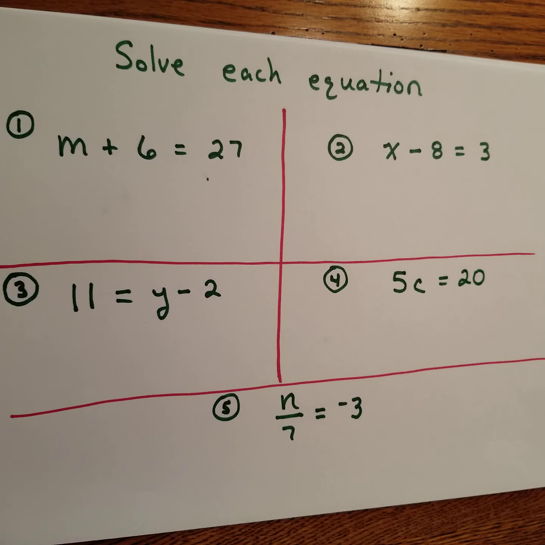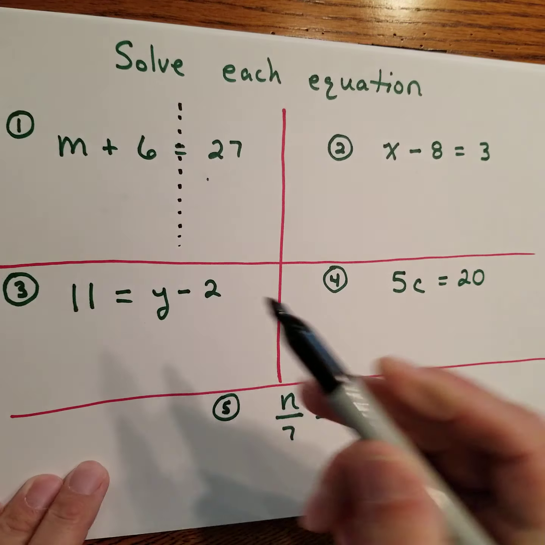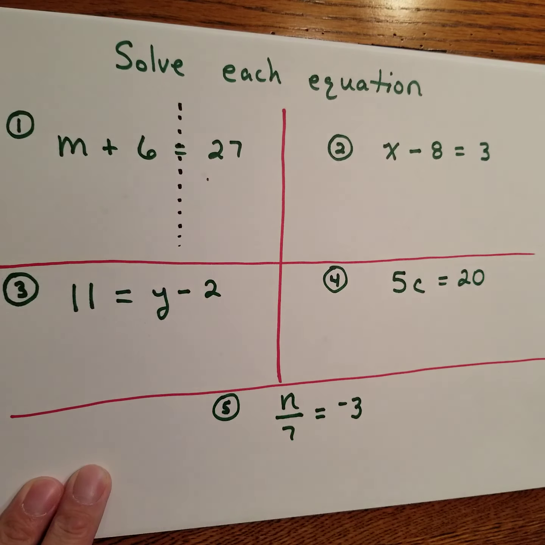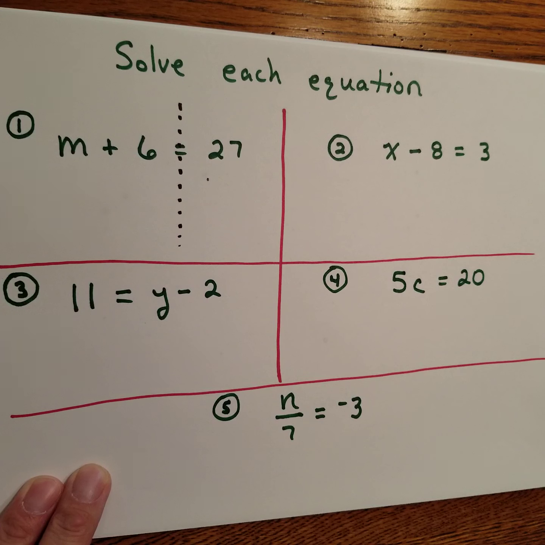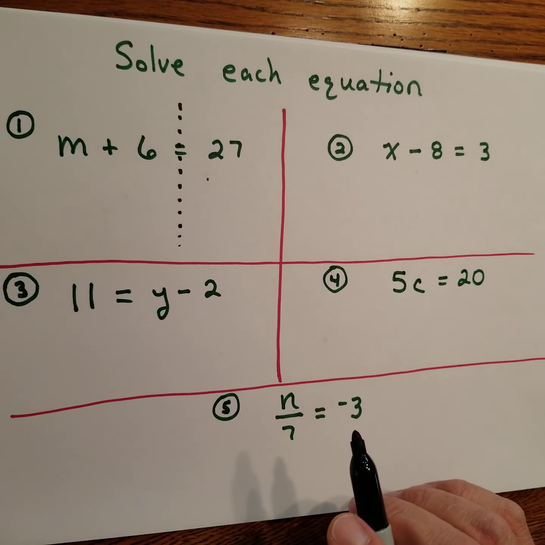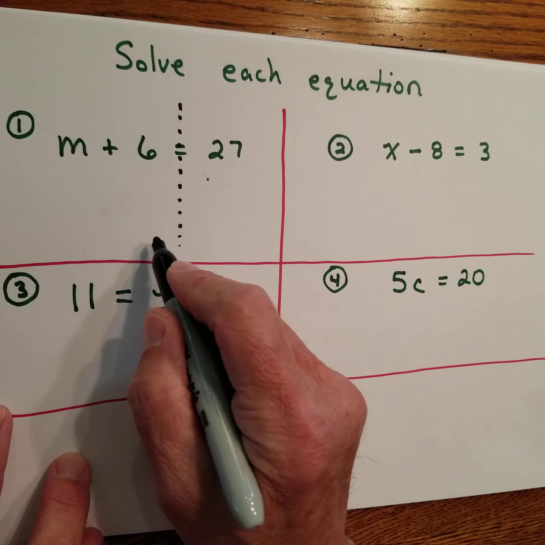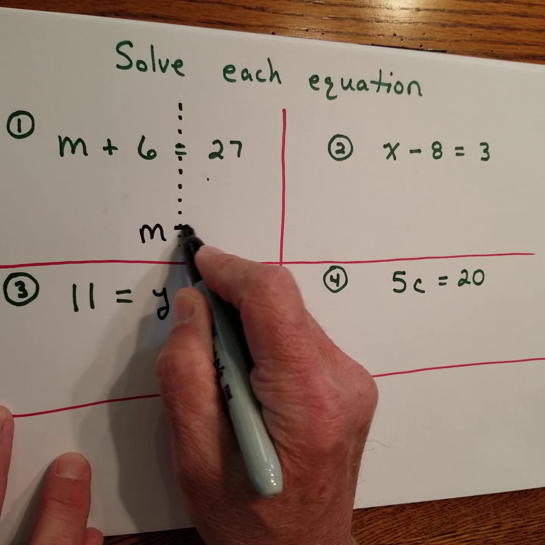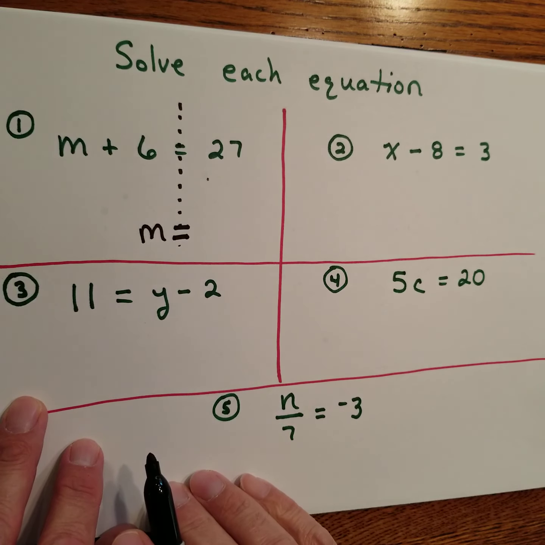The second thing to keep in mind when solving equations is to think of the equal sign as a fence. And we can do anything we want on one side of the fence, so long as we match it exactly on the other side of the fence. So if I'm going to show my work on number 1 to find out what m is equal to make this true, when I'm done, I want to have m by itself on one side of the fence and the answer on the other side.